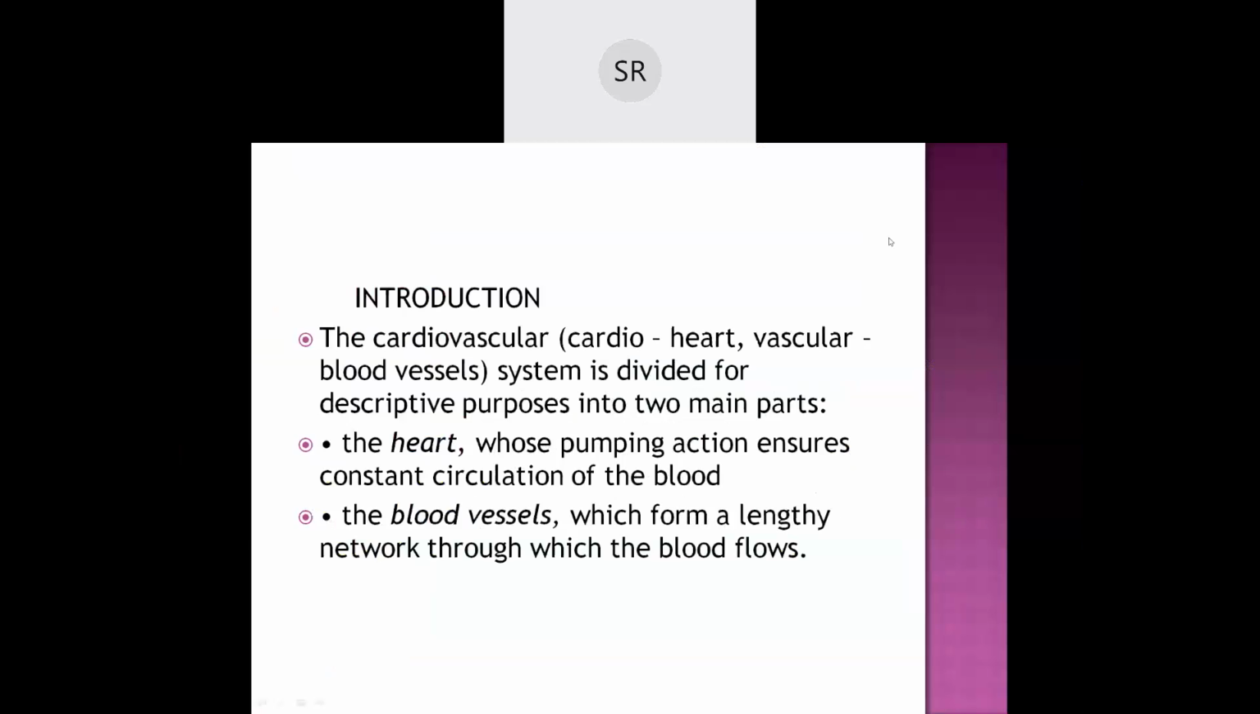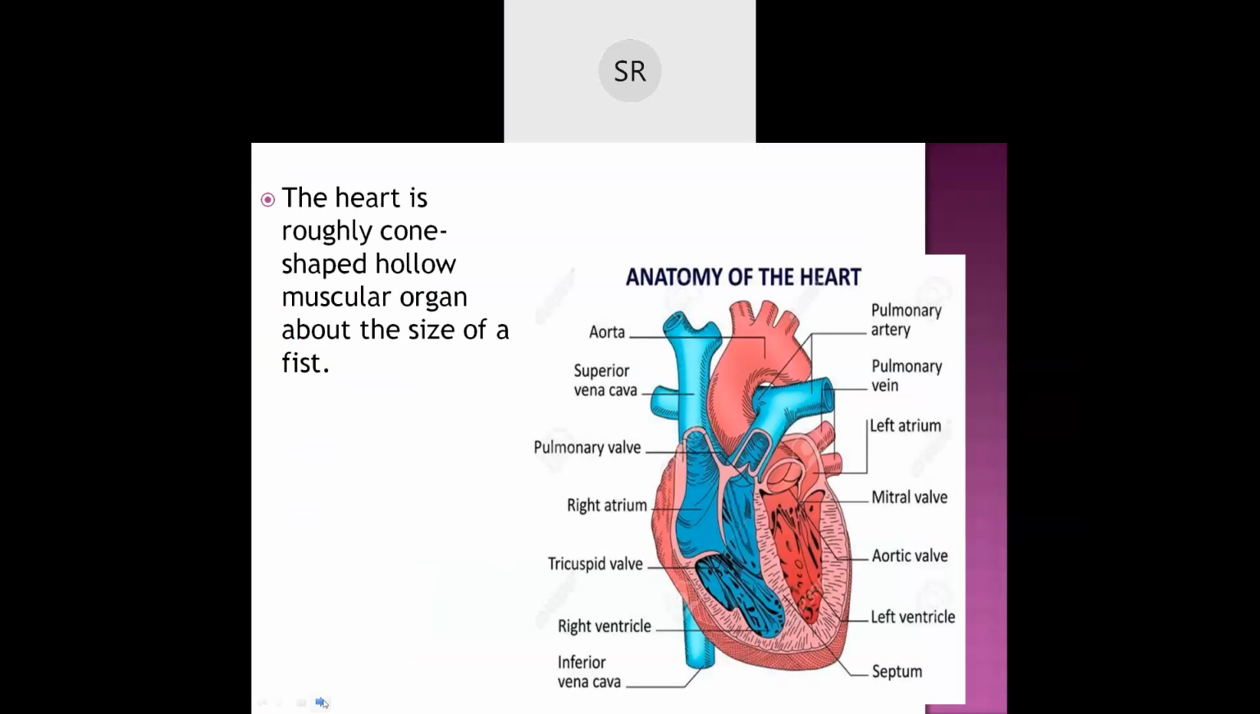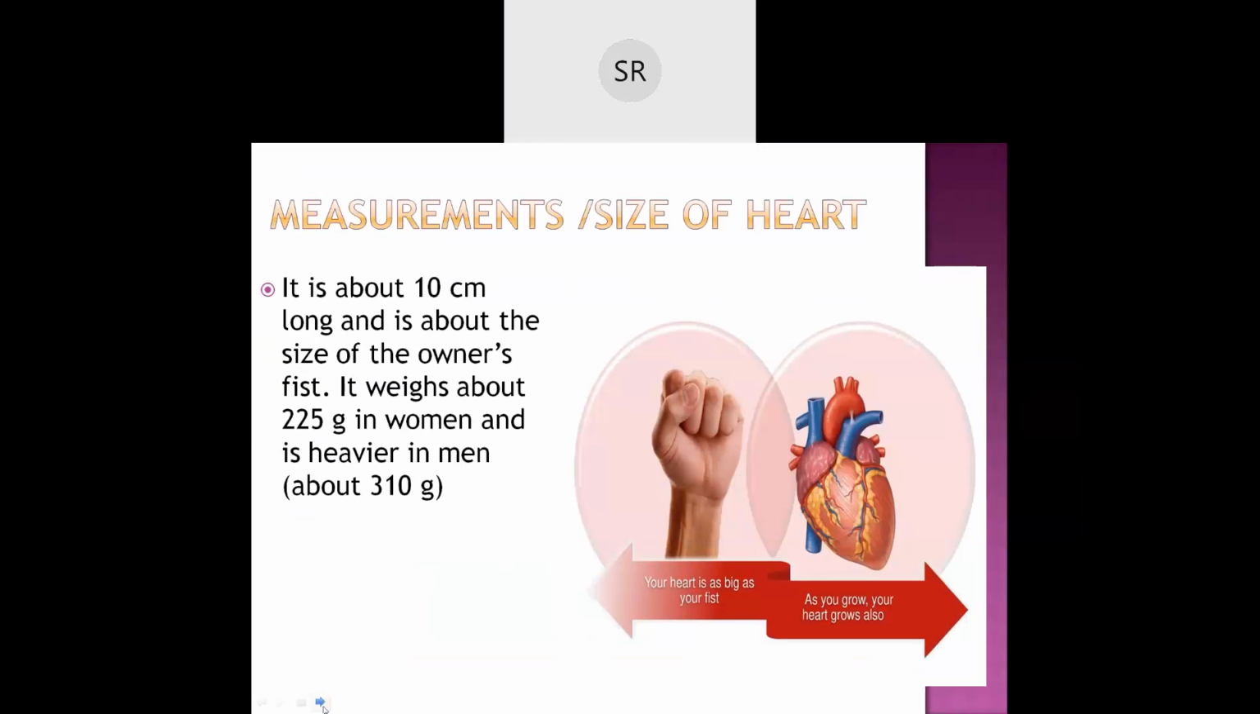The cardio means heart and the vascular means blood vessels. And the main function of heart is to pump blood to various parts of our body. Then blood vessels carry the blood to different parts of the body. The heart is a roughly cone shaped hollow muscular organ about the size of a fist. It is 10 centimeters long and it weighs about 225 grams in women and 310 grams in men.